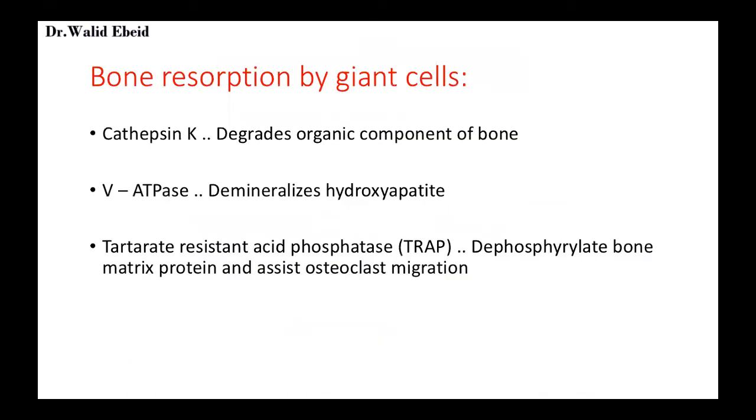Bone resorption by the giant cells and by the osteoclast is caused by cathepsin K, which degrades the organic component of bone, and the V-ATPase, which demineralizes the hydroxyapatite. And it also produces TRAP, the tartrate-resistant acid phosphatase, which dephosphorylates the bone matrix protein and assists in osteoclast migration. These are the things that are produced by osteoclasts to cause bone resorption.